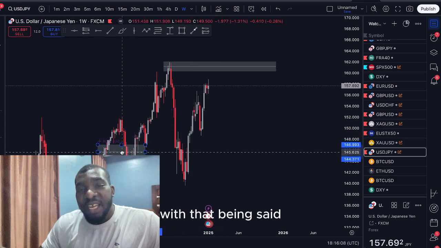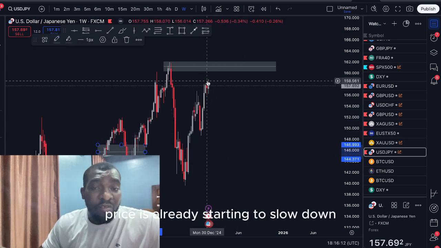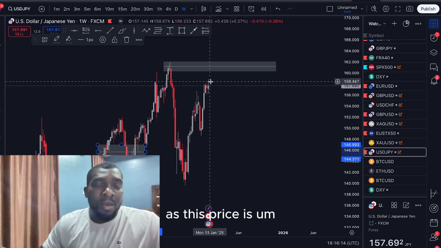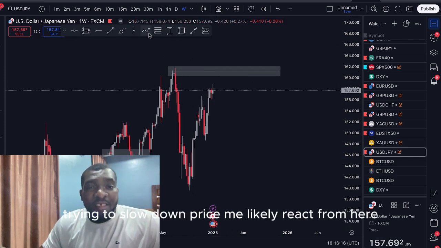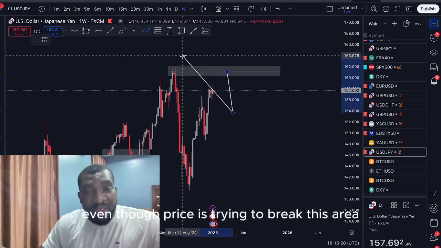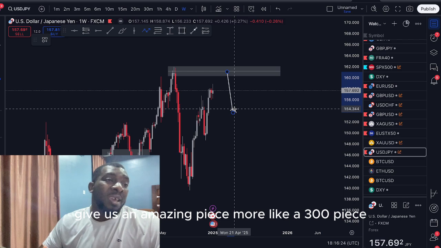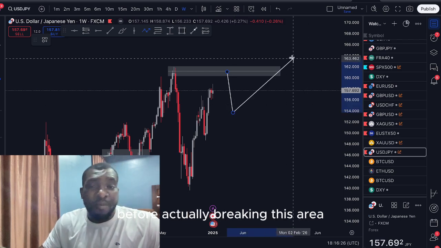But with that being said, as price is coming to this area, we could see that price is already starting to slow down, and since price is trying to slow down, price may likely react from here. Even though price is trying to break this area, price is likely to react from here, give us an amazing move, more like 300 pips, before actually breaking this area.